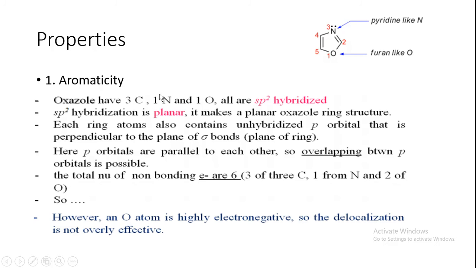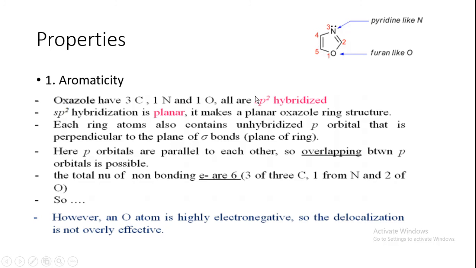This is the structure of oxazole. You can see oxygen and nitrogen are present, so that's why it is known as oxazole. The nitrogen is acting as a pyridine-like nitrogen, and we know furan contains oxygen, so a furan-like oxygen is present. About its aromaticity, oxazole has 3 carbons, so here 1, 2, 3 carbons, 1 nitrogen and 1 oxygen.